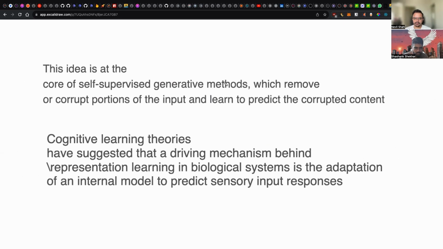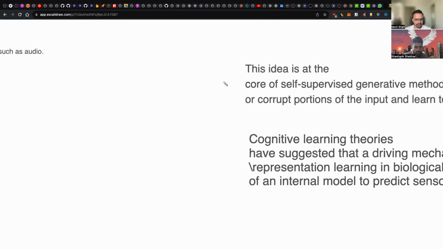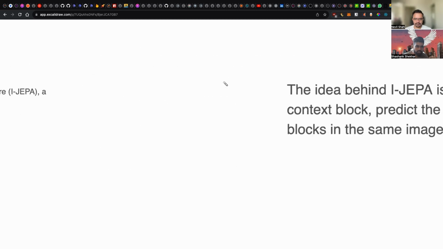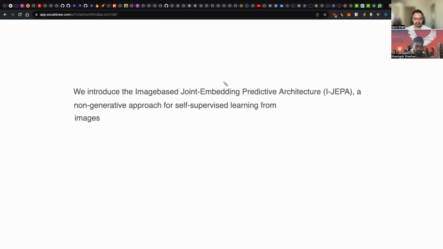Yeah, let me see if I've covered this. Let me go through each of the slides to hit on the core idea, and then we can go into generative.